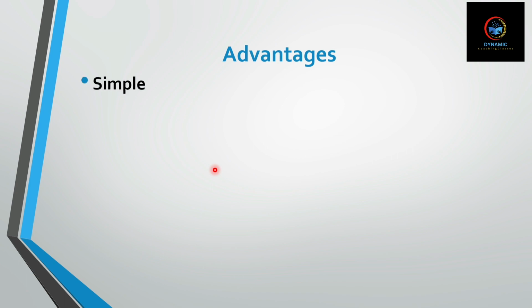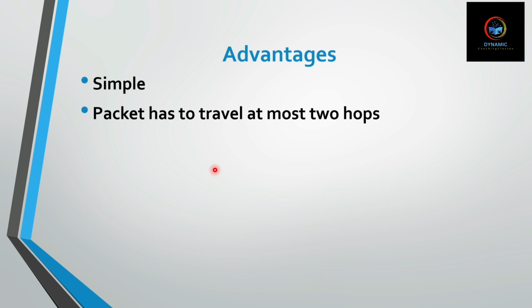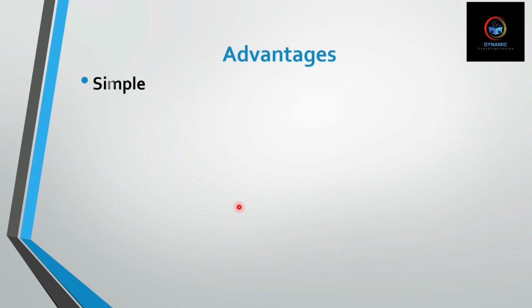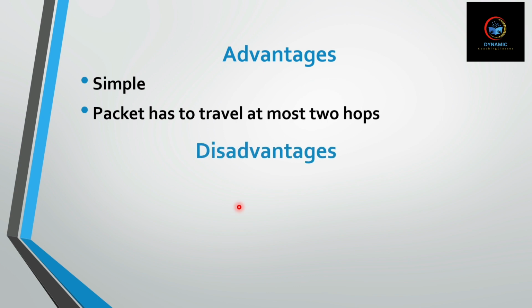The first advantage is that it is very simple. You can see here the networking model is very simple. Then the information has to travel at the most 2 hops. That means if we want to pass the information from one end device to the other end device, there are a maximum of 2 hops. If I want to communicate between this end device and this end device, this is the first hop and this is the second hop. So at the most 2 hops are there to pass the information.